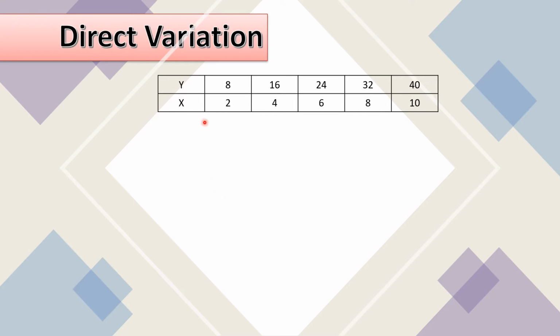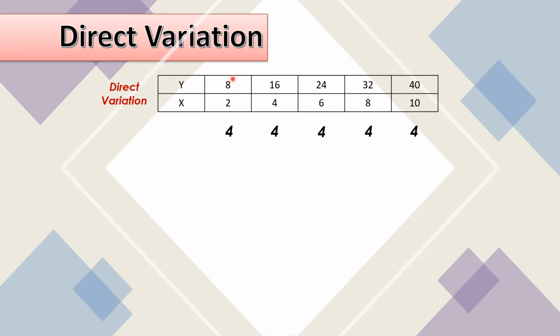Then, second, kapag pinag-divide natin siya, dapat ang kanyang quotients are equal. Okay, 8 divided by 2 will give us 4. 16 divided by 4 is 4. 24 divided by 6 is 4. 32 divided by 8 is 4. 40 divided by 10 is 4. Okay, since siya equal, therefore, masasabi natin siya ay direct variation.